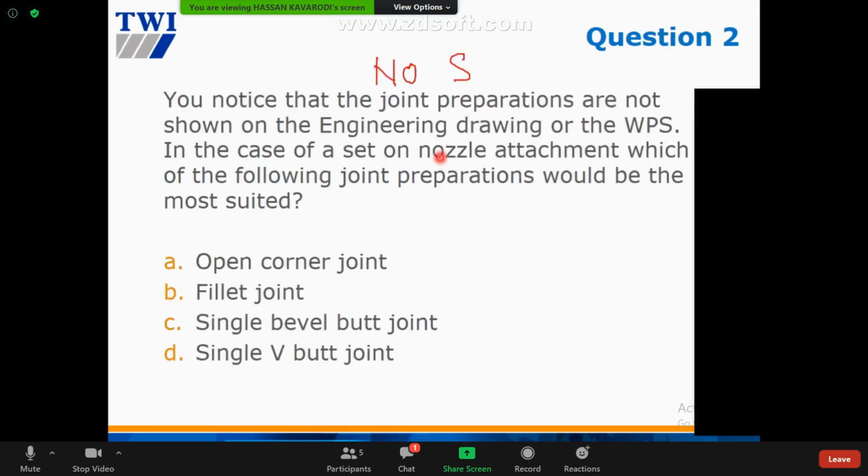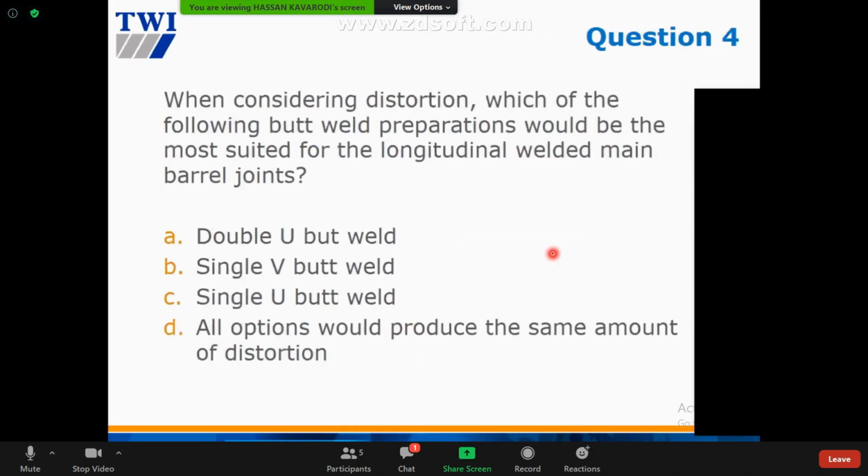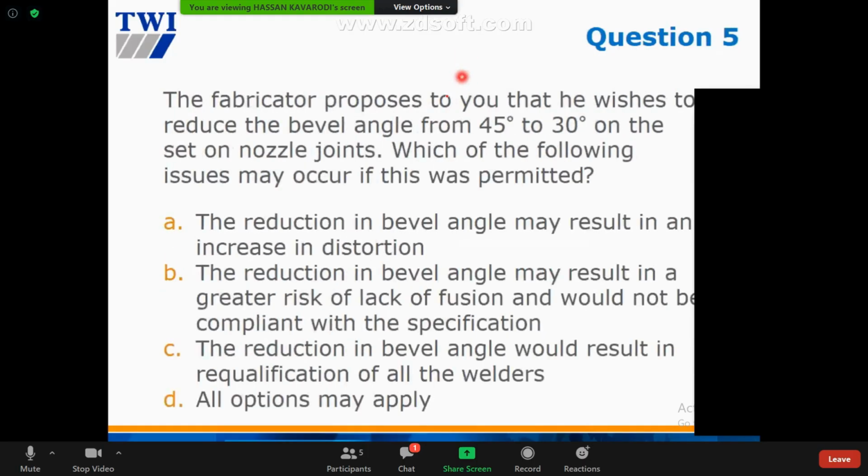10 questions. Right. Question 3, looks like there is no spec, but you may refer to spec about this SAW welding process. Yeah, that's fine to take information about the SAW welding process from the spec, but it's not really a required specification. Distortion, I think no spec here, not referring to spec. 5.